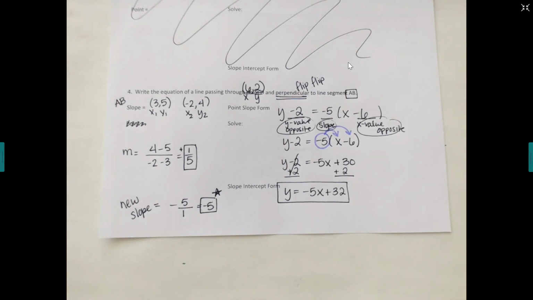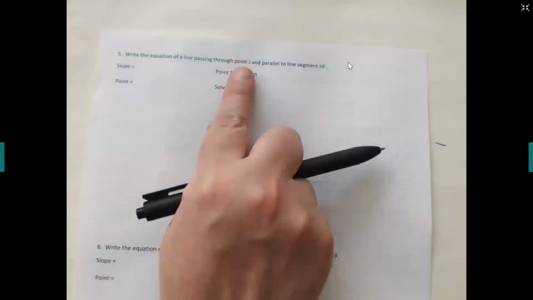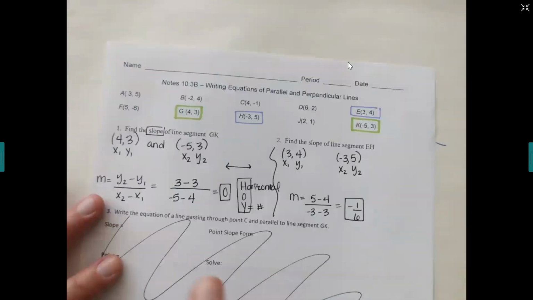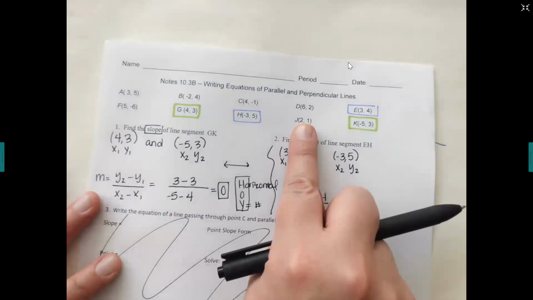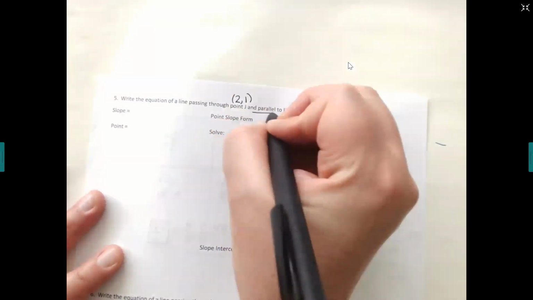So let's do an example with a parallel. So let's do number 5. Number 5 says, write the equation of a line passing through point J. So I'm going to turn my paper over and see what point J is. It says that point J here is (2, 1). So I'm going to write that down on my paper, (2, 1). And then I want to be parallel to HF. So let's write down H and F from the front.